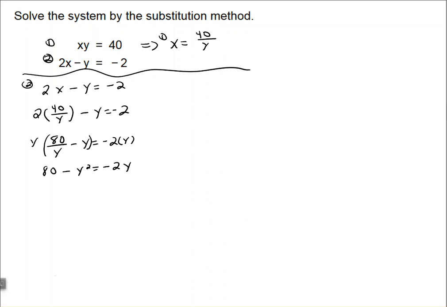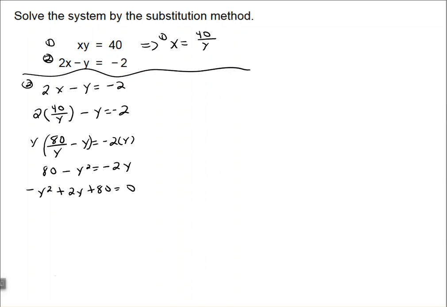So we have a quadratic equation again because of that y squared. So that means we need all of our terms on one side of the equal sign. So I have negative y squared. I need to add 2y. And then my 80 was positive, and it was already on the left-hand side, so it keeps that same sign.